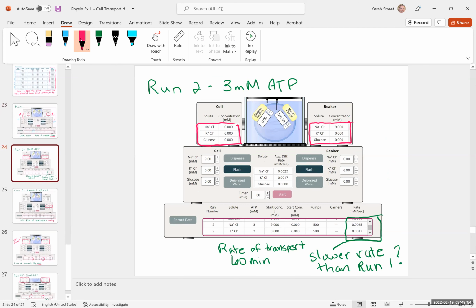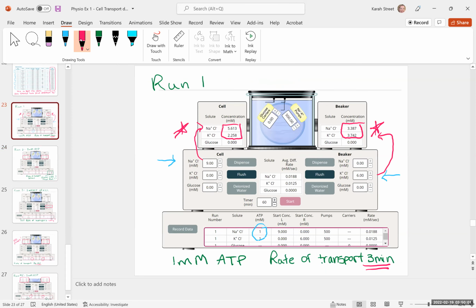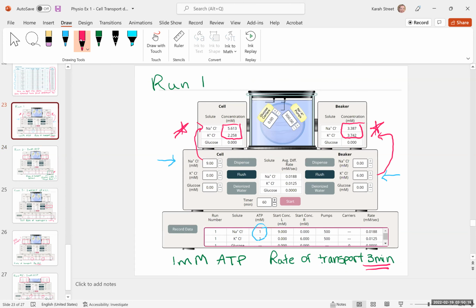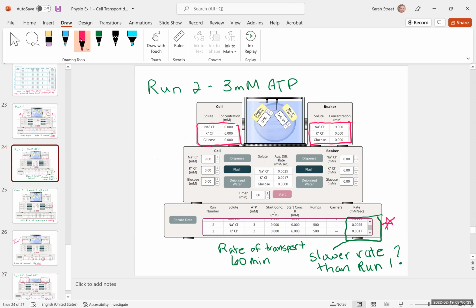Okay, so now let's repeat it. And this time we used 3 millimolar ATP. We had the same number of pumps built in as the first one. We had 500 for the first run, and we have 500 for the second run. And the data you wrote down over here, the rate in millimolar per second, if that's what you pay attention to, compared to rate 1, you actually get a slower rate. And yet the most important part is what you missed.